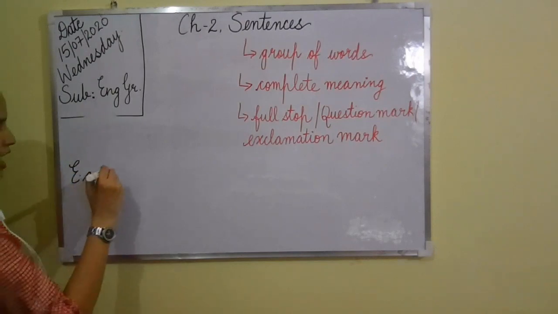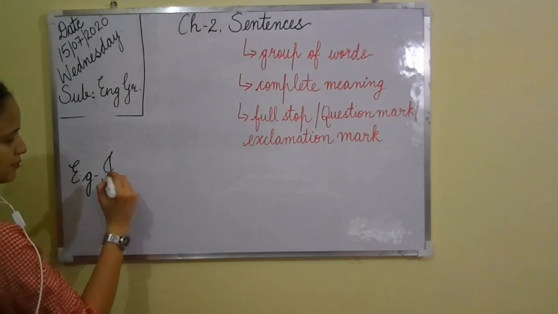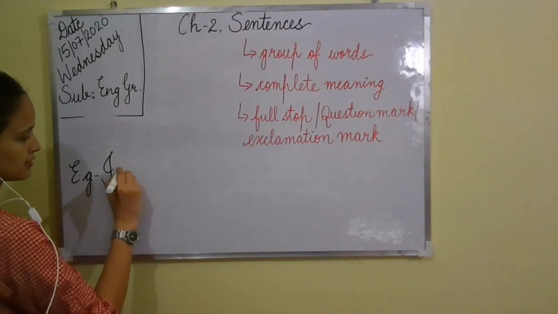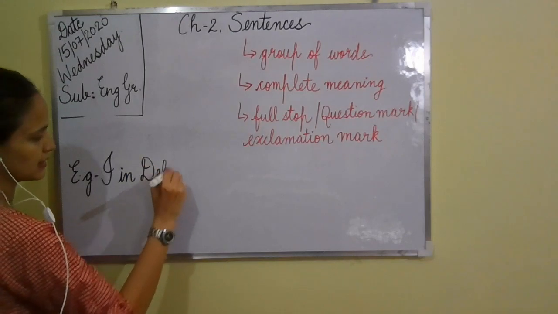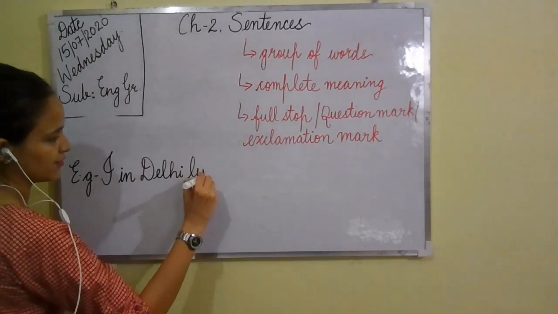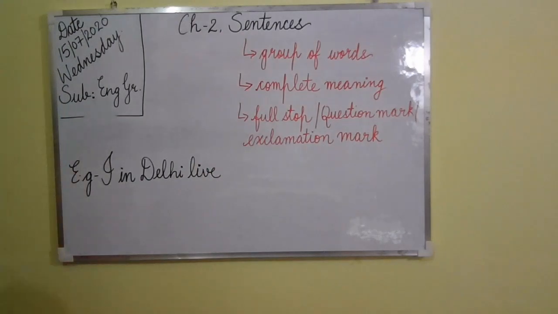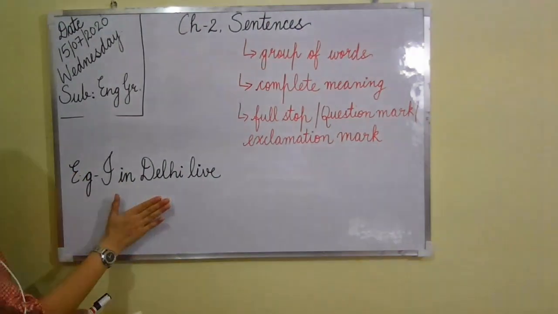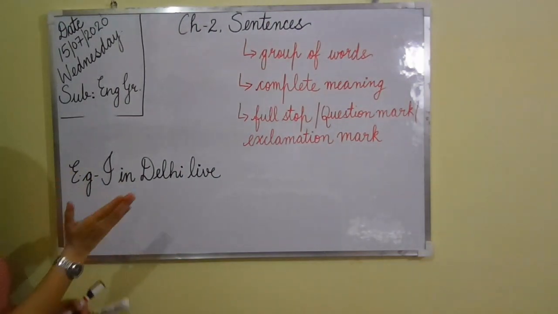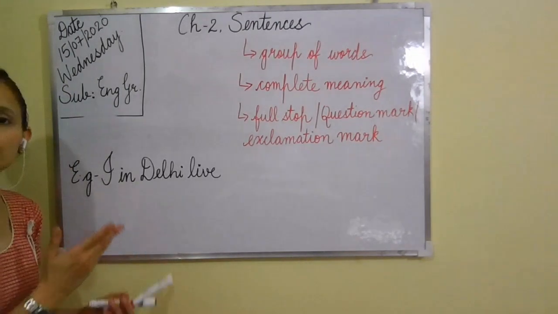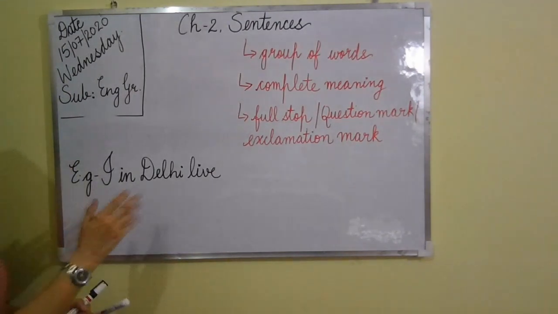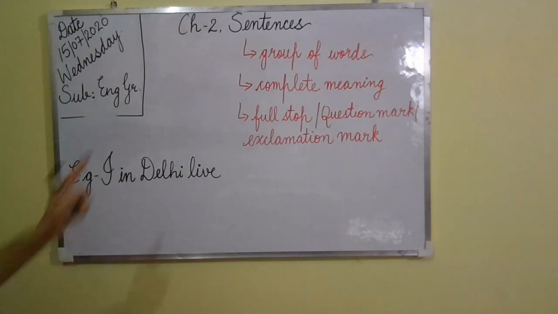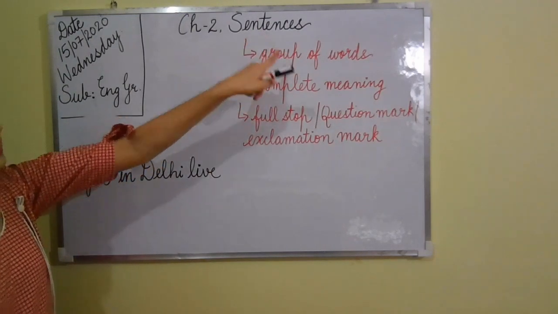Example: in Delhi live. I in Delhi live. So here you can see this is also, we can say, a sentence. Okay. Now check this sentence, whether it is correct or not, whether we can call it a sentence or not. So we are going to check it. Okay. So group of words. Sentence is a group of words.